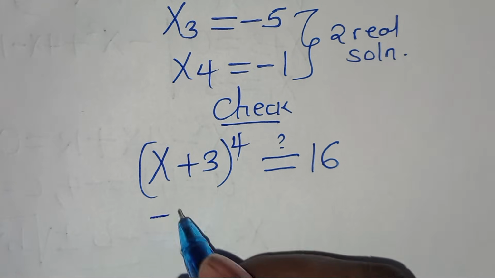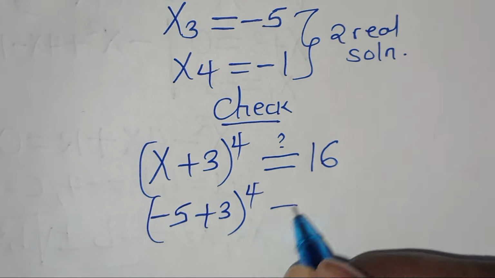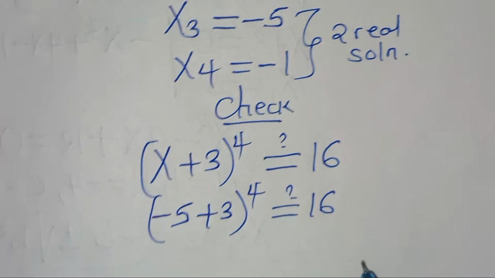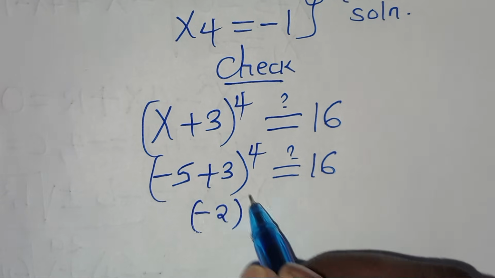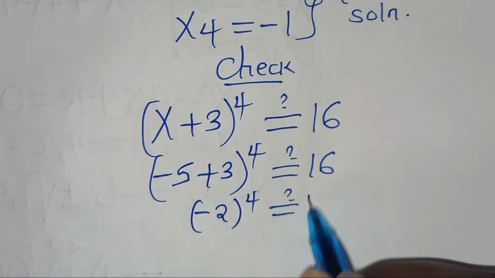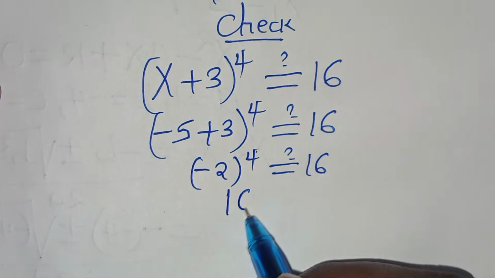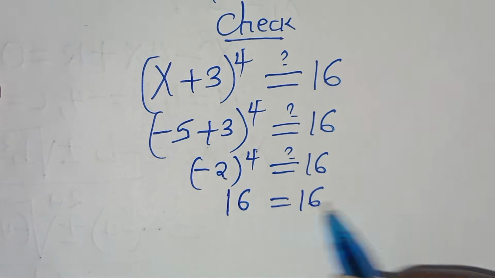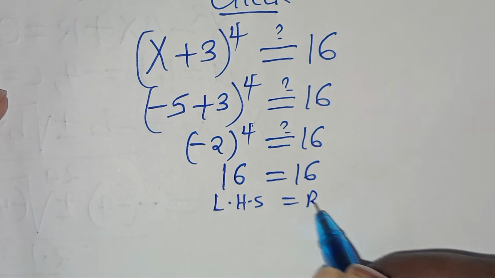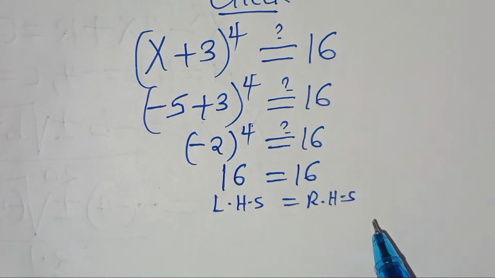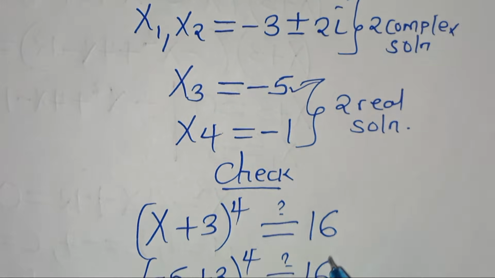We have (negative 5 plus 3) raised to the power of 4. This should give us a value of 16. Negative 5 plus 3 is negative 2, raised to the power of 4. Negative 2 to the power of 4 is 16, which is equal to 16. So the left hand side is equal to the right hand side, and this proves that x3, which is minus 5, satisfies the equation.